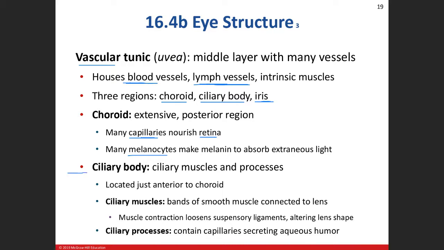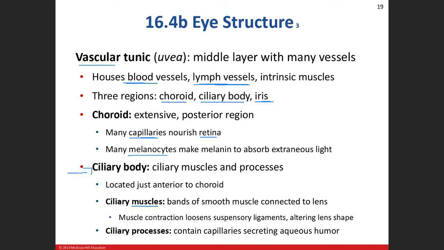So one of the big important structures that allows us proper vision is going to be the ciliary body. The ciliary body is going to help manipulate the shape of the lens. There's a couple components to the ciliary body. You have the ciliary muscles, and from the ciliary muscles you have these suspensory ligaments that attach onto the lens. When these muscles contract and relax, they can manipulate the lens.